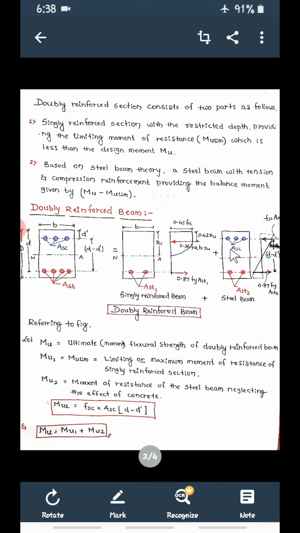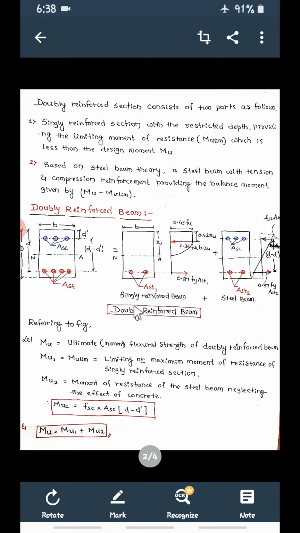This is the singly reinforced beam plus the doubly reinforced beam. Now again as usual, what is the force in this steel? 0.87 Fy stress into area AST2, so 0.87 Fy AST2. Then the force in the compression steel: stress into area, where the stress in the compression steel is Fsc and the area is ASC. So Fsc into ASC is the force in this compression steel. This is the force in the tensile steel.